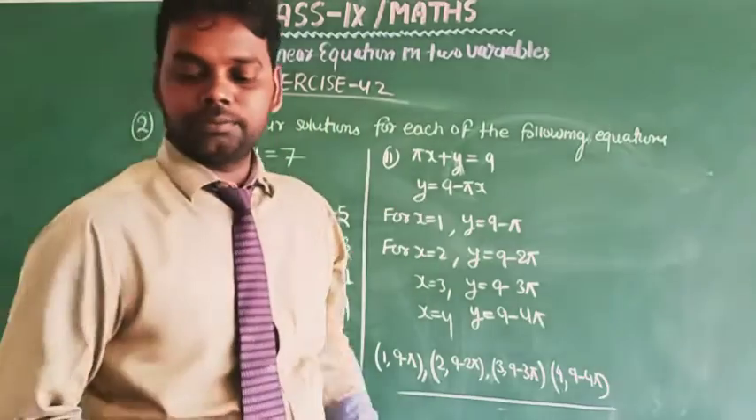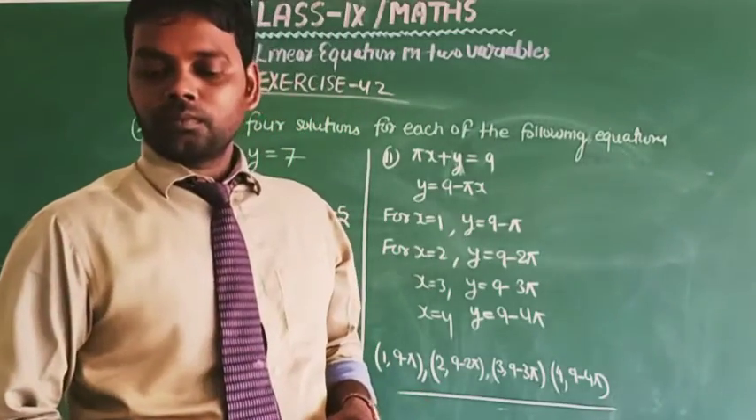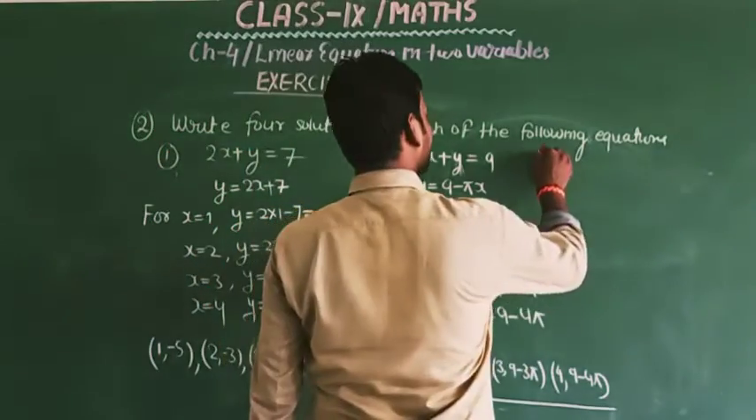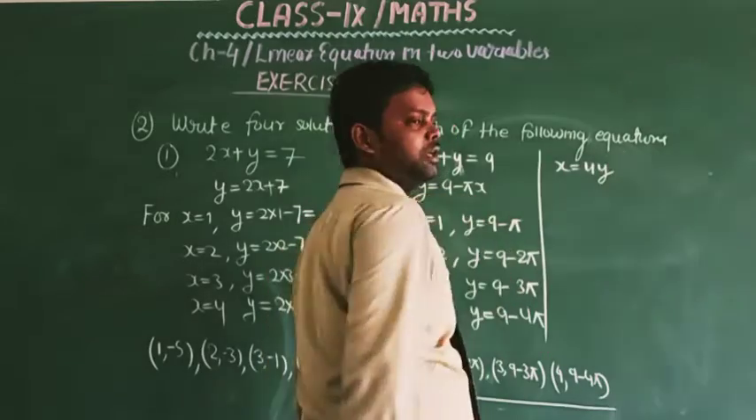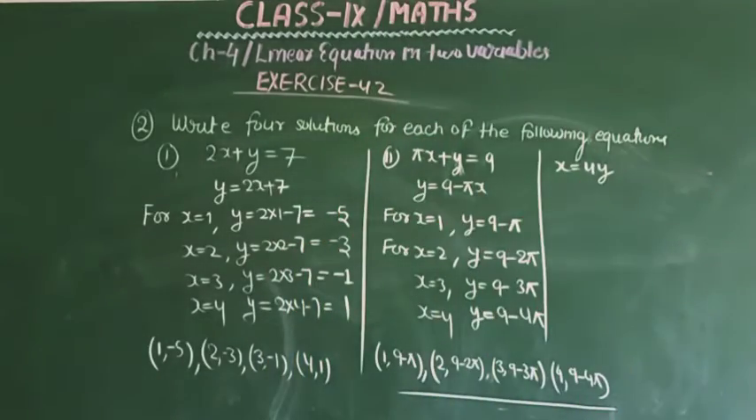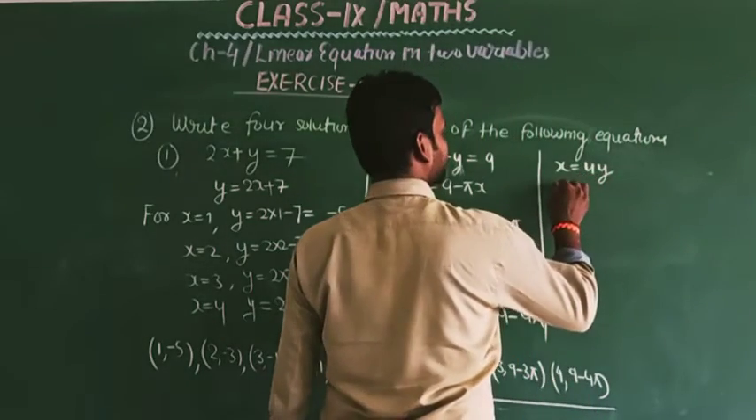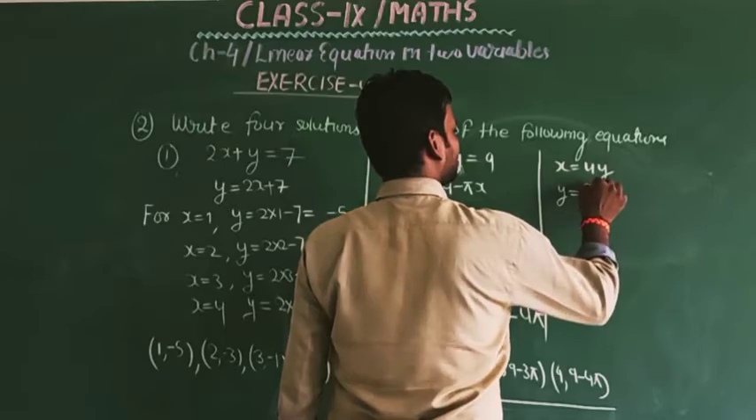And third is x equal to 4y. This is written as y equal to x by 4.